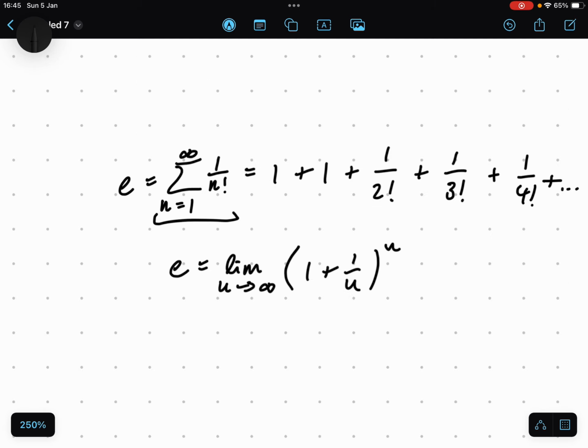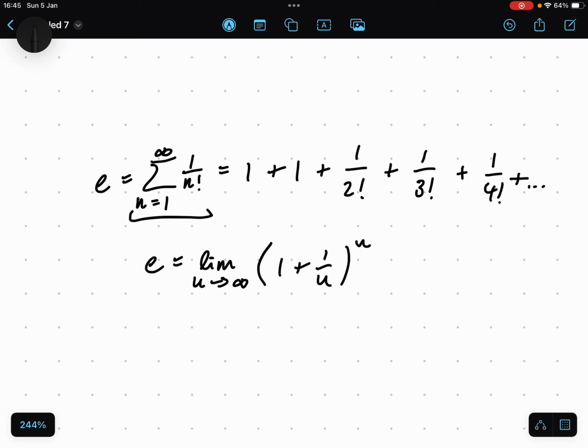And if you've ever seen someone derive it, they probably used the Taylor expansion because it's the easiest way to do it. You just find the Taylor expansion for e to the x, which is easy. Derivative of e to the x is e to the x. And then you just plug into this formula, set x equal to 1, and you get this.